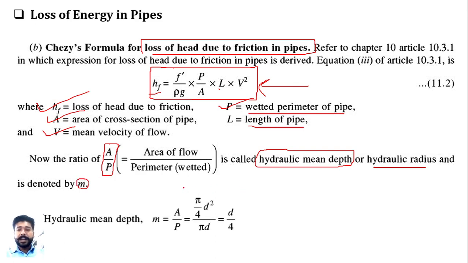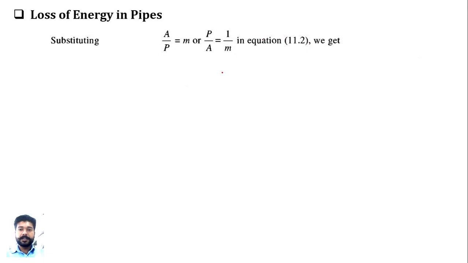So simply we can say that m equals A divided by P, where A is nothing but the area of the cross section of pipe, that is pi by 4 d square, and P is your wetted perimeter, pi d. In this case you can cancel out this pi d with this pi d, and the remaining term is d divided by 4. So here m is equal to d divided by 4. Let's put this value: A divided by P equals m. So the reciprocal, P divided by A, equals the reciprocal of m.